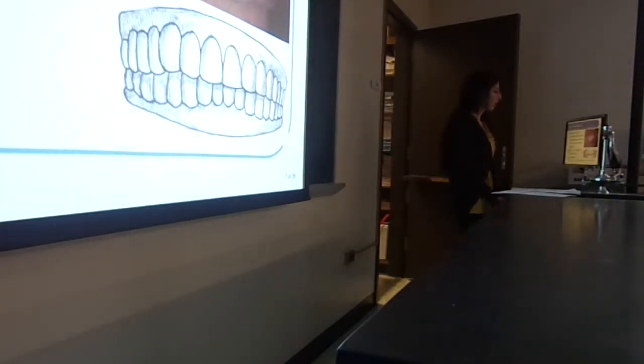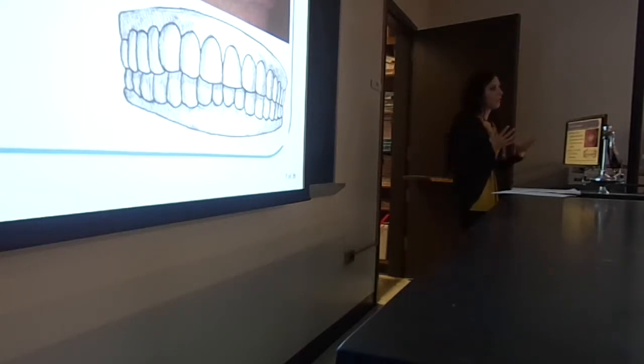Centric occlusion. Centric occlusion is the position of the dentition that allows the maximum contact when the teeth come together. It's a tooth-to-tooth relationship. So basically, this is the standard. A perfect occlusion rarely exists. So we're going to use this standard.